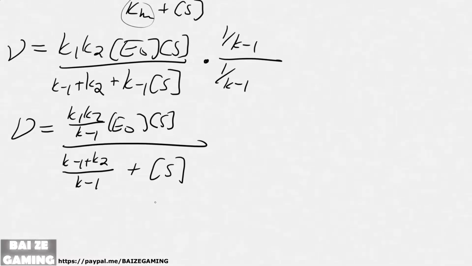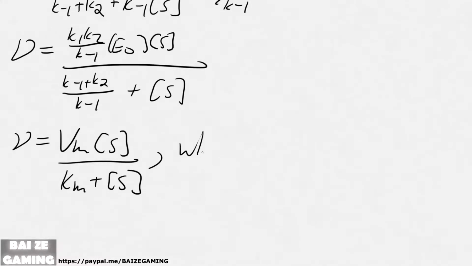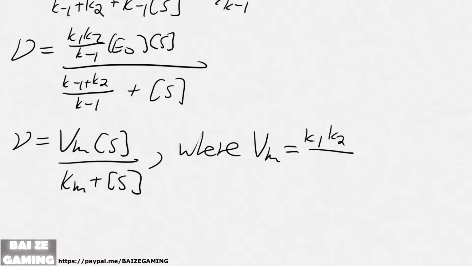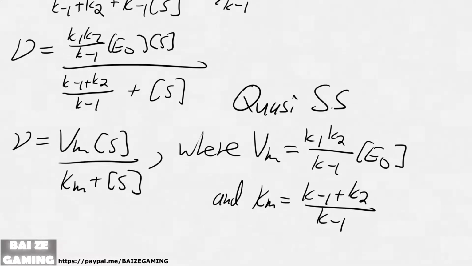And oh wow, now it looks beautiful because now you know what you can do next. V equals Vm S over Km plus S. And it looks good. So Vm equals, and it's just a bunch of constants. Remember that E naught is a constant as well. And there you go. So we solved the most general kind of enzymatic reaction using the quasi-steady state assumption.